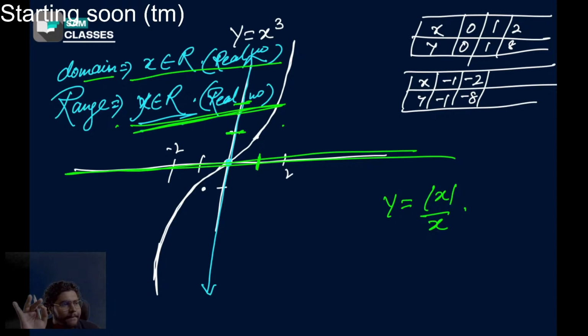First we have to draw the graph, then we have to find the range and domain. That's it. 3 things. We have to draw the graph and find the range and domain, students.